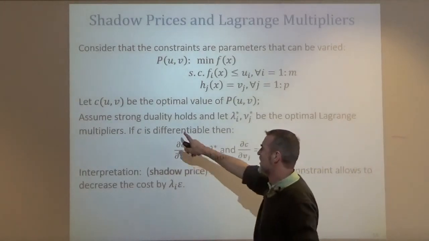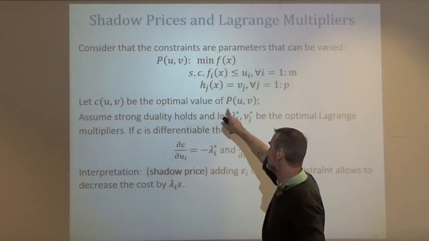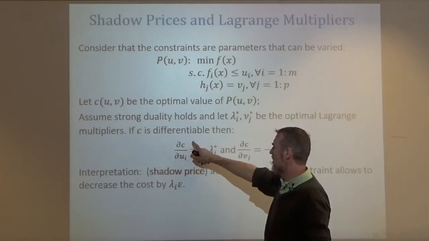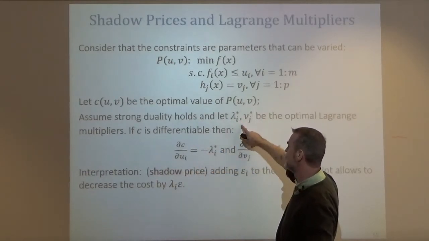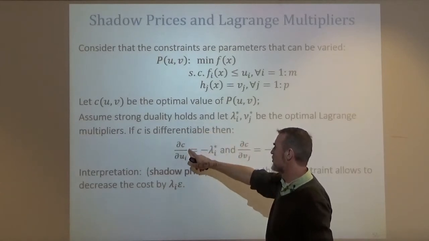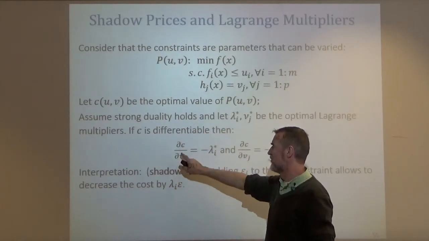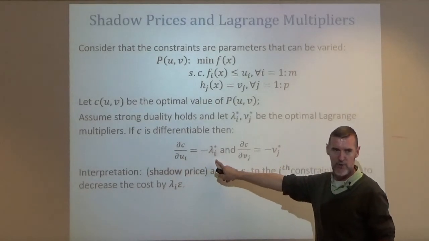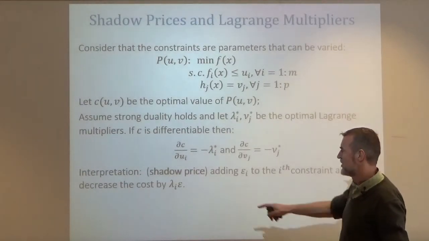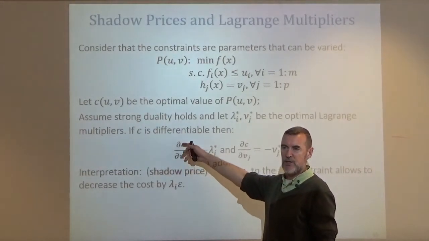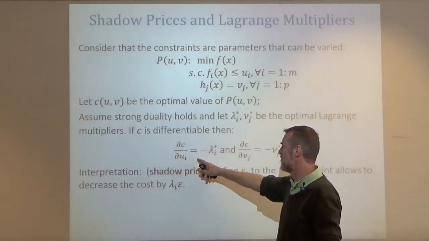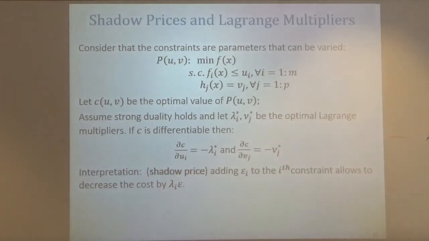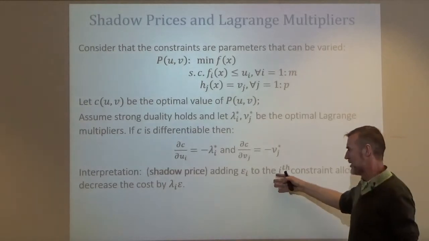So I call C the optimal cost of my problem. And then the theorem says that if strong duality holds, and if everything is differentiable, then the derivative of the optimal cost is exactly minus the optimal Lagrange multiplier. Minus, because here we're talking of cost. If I interpret minus the cost as the value that I get from my system, then the derivative of the value would be plus the Lagrange multiplier. So this is interpreted as the shadow price of the constraint.